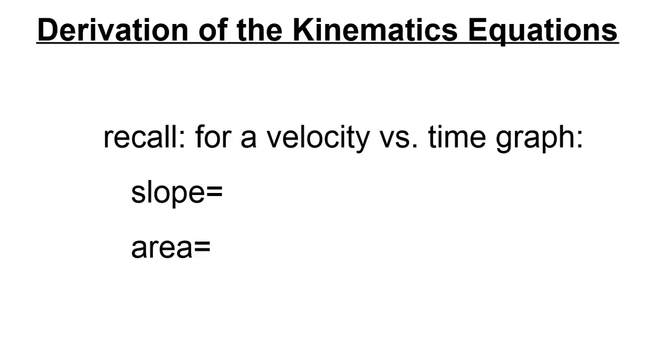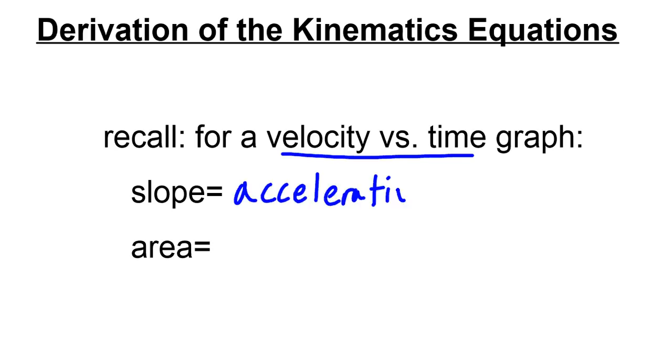In today's video, we're going to derive the kinematics equations using a velocity versus time graph and the concepts of slope and area. So remember, one of the major points we've been talking about is all the kinematics concepts, displacement, velocity, and acceleration, can all be found from the various graphs using the idea of slope and area. If we're given a velocity versus time graph, recall that the slope represents the acceleration of the object, and the area between the graph and the t-axis represents the displacement of the object.